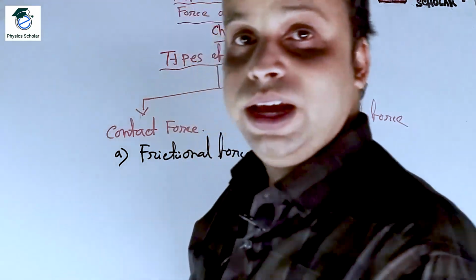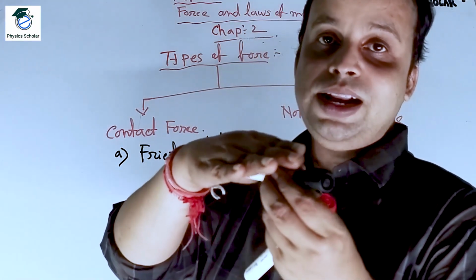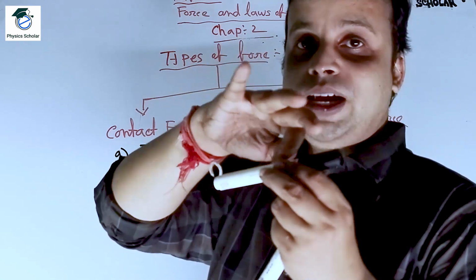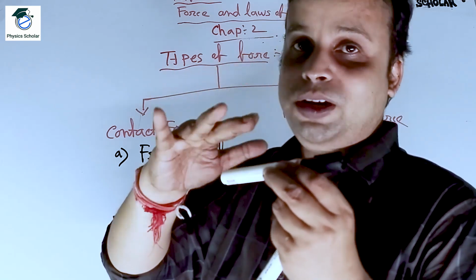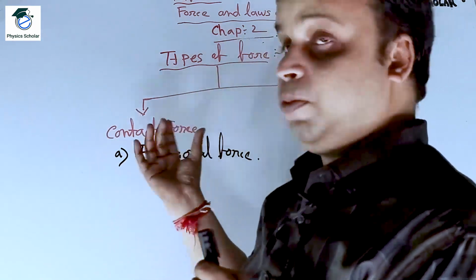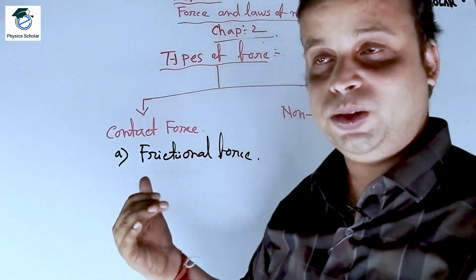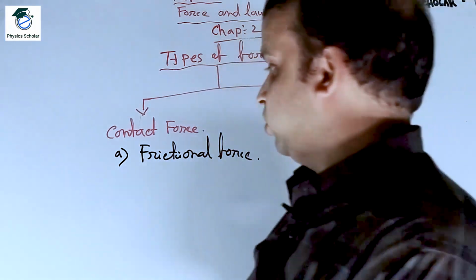What is frictional force? If a body tries to move over another surface, then against the motion of the body, an opposite directional force will act between the two surfaces of the common surface of the body. So that is known as frictional force. There is a separate chapter on frictional force, we will also learn that later on. So frictional force is an example of the contact force. Clear?